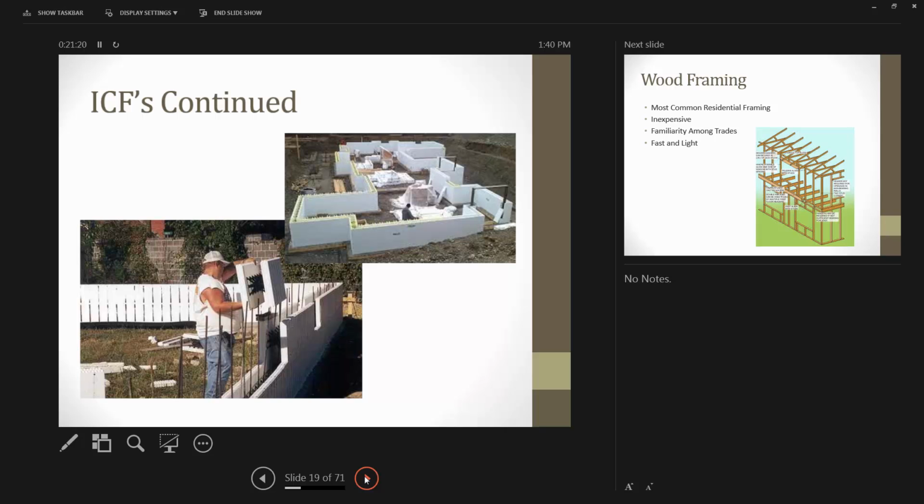Just a few other pictures of them. Again, you can use them for both above and below grade. Just a picture of using it for a walkout basement type. Most of them are fairly similar. They're just assembled like big Legos. One stacks on the other, and the concrete gets poured in between them. The steel reinforcement goes in there. And so when they're done, they're done.